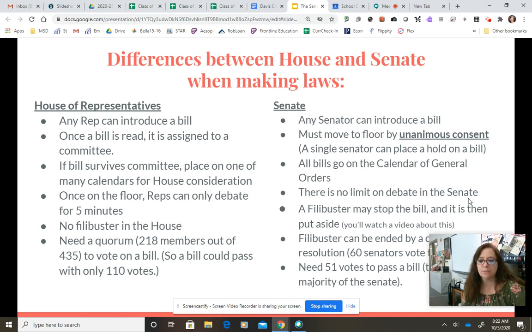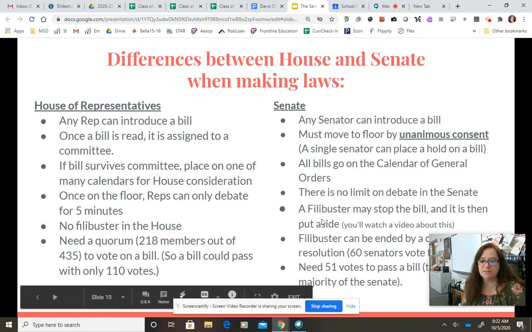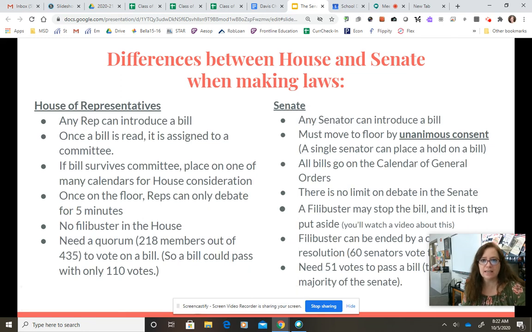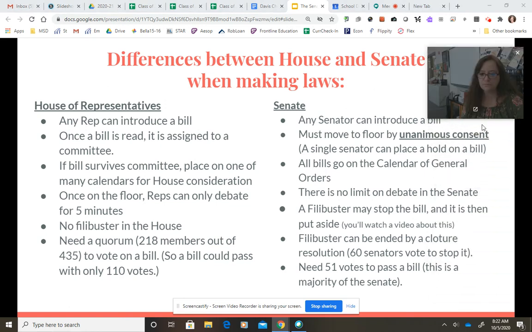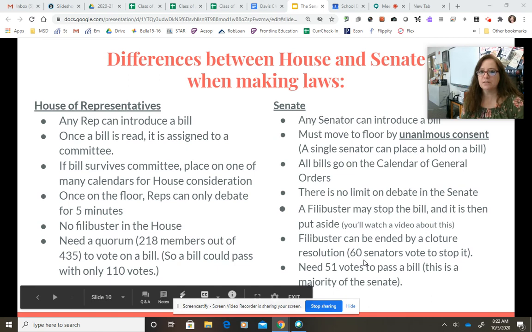So Strom Thurmond actually was a senator from, I believe, Kentucky. And during the Civil Rights Movement, he tried to stop the Civil Rights Act by talking for 24 hours so a vote couldn't happen. There's no filibuster in the House, and there is a filibuster in the Senate. And the filibuster can be that talking so that a bill doesn't get voted on, but there's other ways that it can work too.